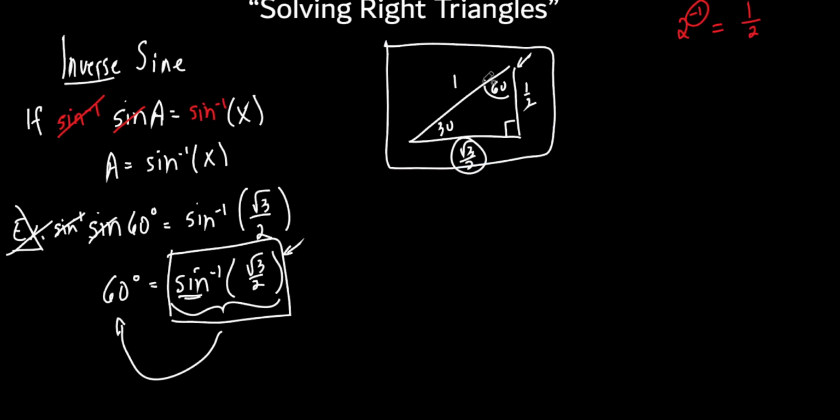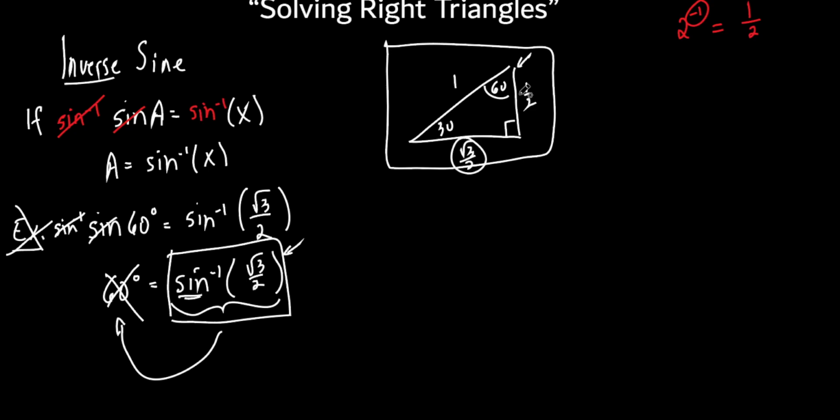Put your 30, 60, 90, put your 1 for the hypotenuse, put your half for the short side, put your square root of 3 on this side. So for instance, let's say you didn't know it was 60. Let's say you had no idea, all right? You drew this triangle and you're like, okay, what is the inverse sine of square root of 3 over 2?